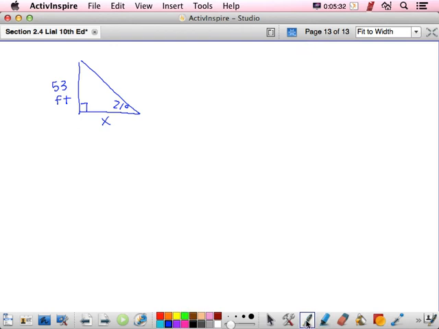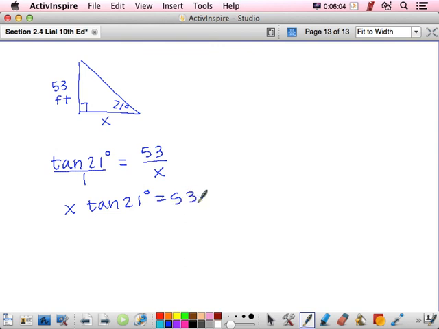Okay, so what did you guys tell me you got? 130. I got 140. 138. The reason I pointed this out is there's not an example in this section where the variable lands on the denominator. If we write a tangent equation, tangent of 21 degrees is equal to opposite over adjacent, so 53 over x. If I cross multiply, I get x tangent of 21 is equal to 53. Then I divide both sides by tangent, so x equals 53 over the tangent of 21 degrees.